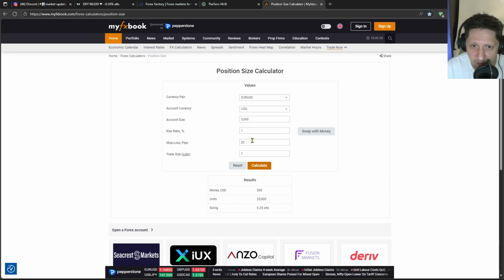Now, let's say you have a couple of winning trades and your account size is, let's say, 7,860, right? We also risk 1% from the account and calculate. Now we are risking on every trade $78.6, right? And the lot size goes up to 0.39.